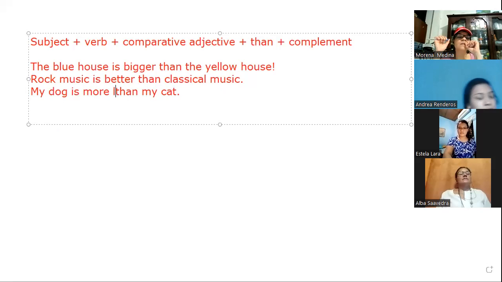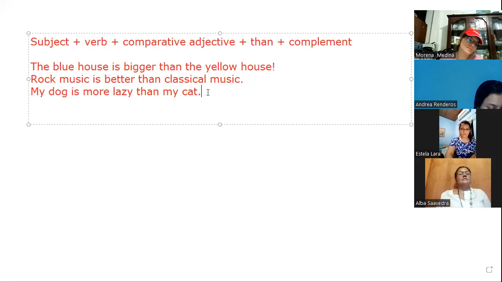It's more lazy. My dog is more lazy than my cat. ¿Así estamos bien? No. Okay. So tell me. La pregunta que tiene que hacerse es, ¿cuál regla le voy a aplicar yo a este adjetivo? Perro es más perezoso. Sustituir la Y by I and add ER. Nice.